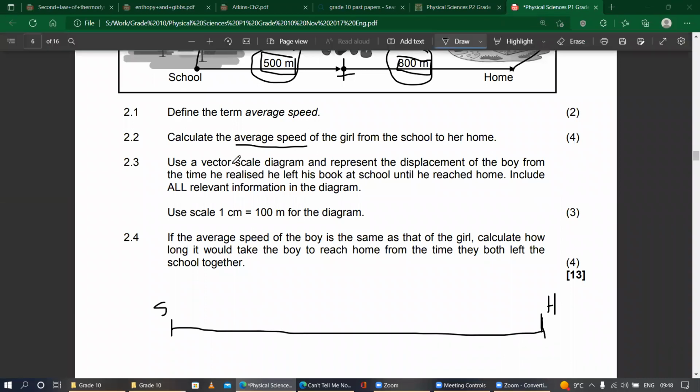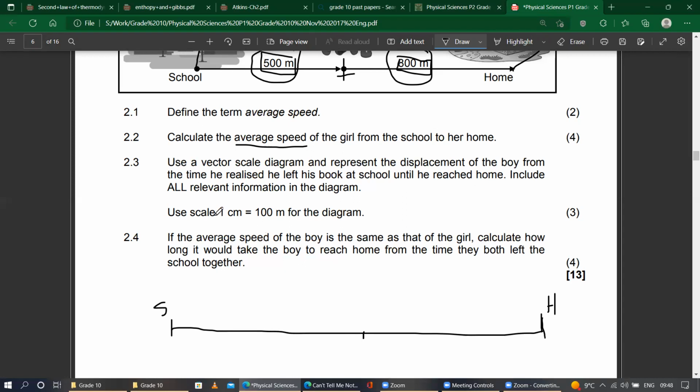Yeah. So we should draw a vector scale diagram and represent the displacement of the boy from the time he realized he left his school bag until he reaches home, right? So they say from the time he realized he left his school bag. So he realized he left his school bag at like 500 meters, right?